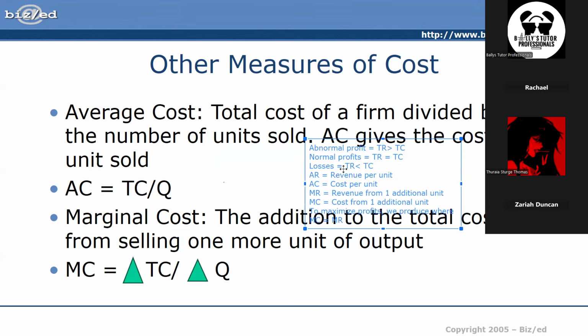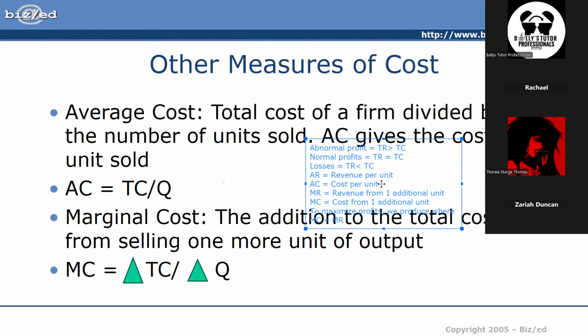Abnormal profit is when total revenue is greater than total cost. Normal profit is when total revenue is equal to total cost. Losses, total revenue is less than total cost. The average revenue is the revenue per unit, which is total revenue divided by total units. The average cost is the cost per unit, which is total cost divided by total units.